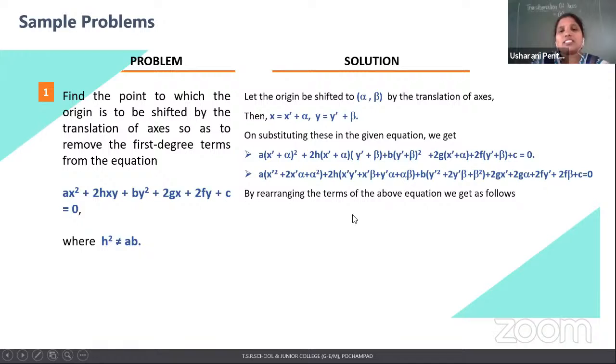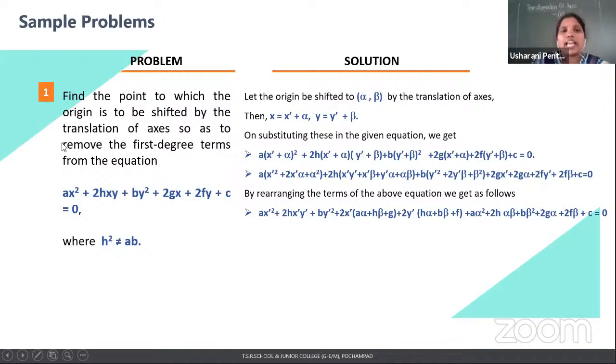By rearranging the terms of the above equation, we'll get a into x dash square plus 2h into x dash y dash plus b into y dash square plus, we are just taking the first degree terms, 2 into x dash into (a alpha plus h beta plus g), and 2 into y dash into (h alpha plus b beta plus f), and a alpha square plus 2h alpha beta plus b beta square plus 2g alpha plus 2f beta plus c is equal to 0.